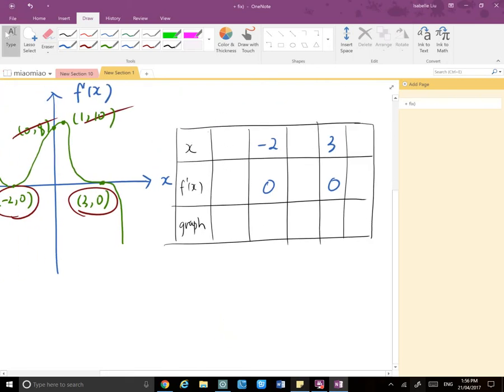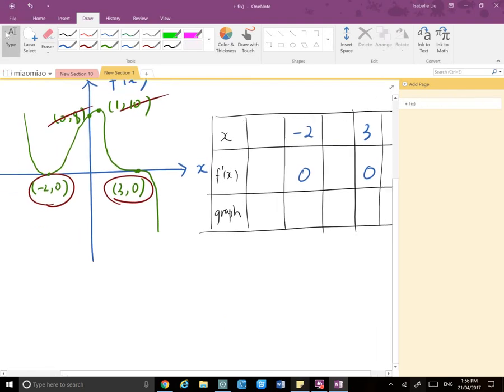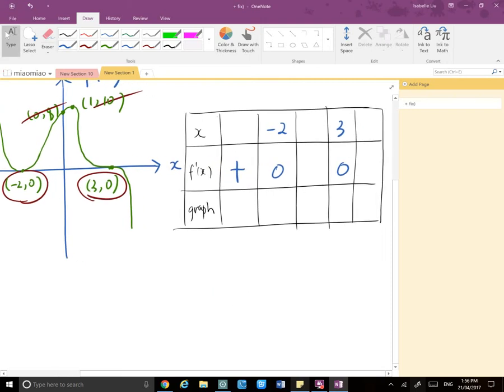And let's have a look to the left of -2. Is the gradient positive or negative? Positive. Okay, you don't think about the trend of the graph. You just see above the x-axis or below the x-axis. It is positive. You have gradient positive to the left of -2. In between -2 and 3, is the gradient positive or negative? Positive. After 3, is the graph positive or negative? Negative. Then just complete the table. Positive, 0, positive, 0, negative.